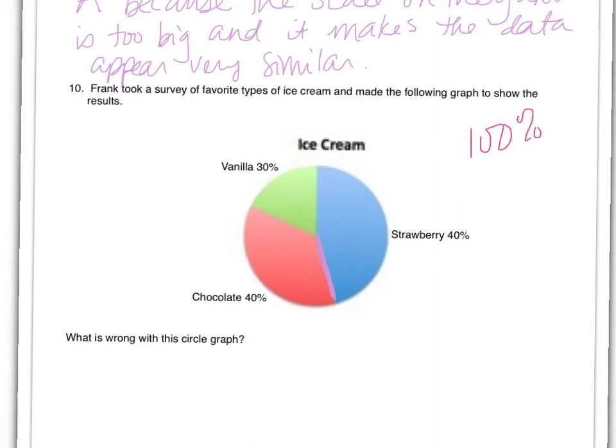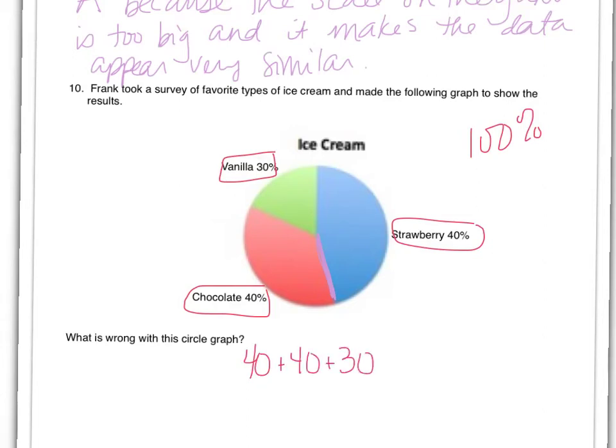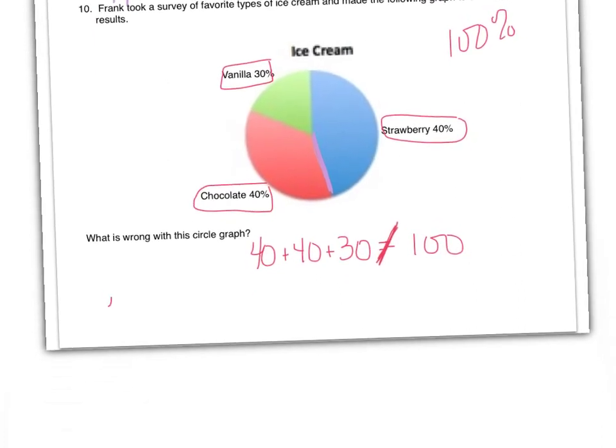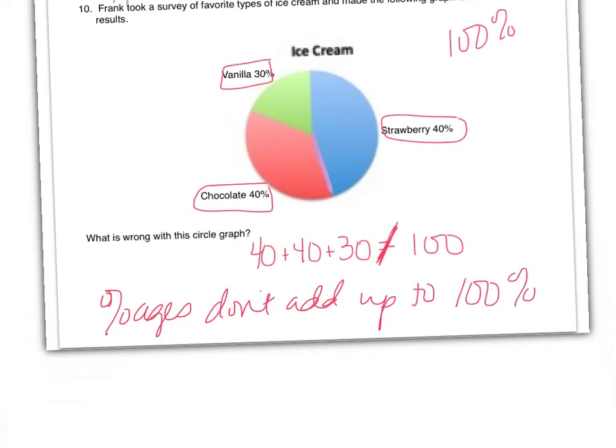So when you look at these percentages that I listed here, what's wrong with it? Well, if you add 40, 40, and 30, is that going to equal 100? Absolutely not. So that's what's wrong with it. You could write it like this: percentages, that's my shorthand for percentages, don't add up to 100%. So you know something's kind of wrong and they're trying to mislead you, or whenever Frank did this survey, he did his circle graph wrong.